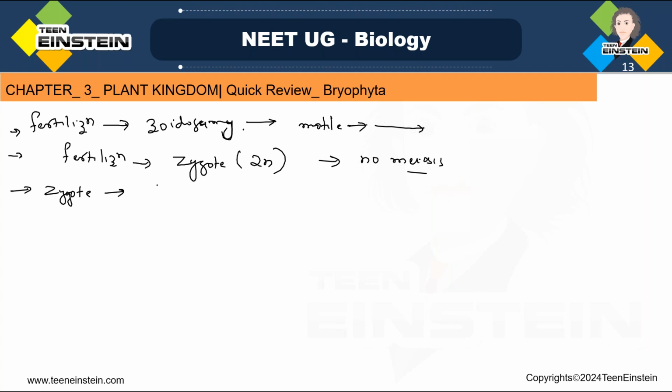The zygote initiates the sporophytic generation. Clear? And this sporophytic generation is a diploid stage because no reduction division is happening. The zygote is giving rise to the sporophytic generation, and there is no division in this stage, so that is also in a diploid stage, right?